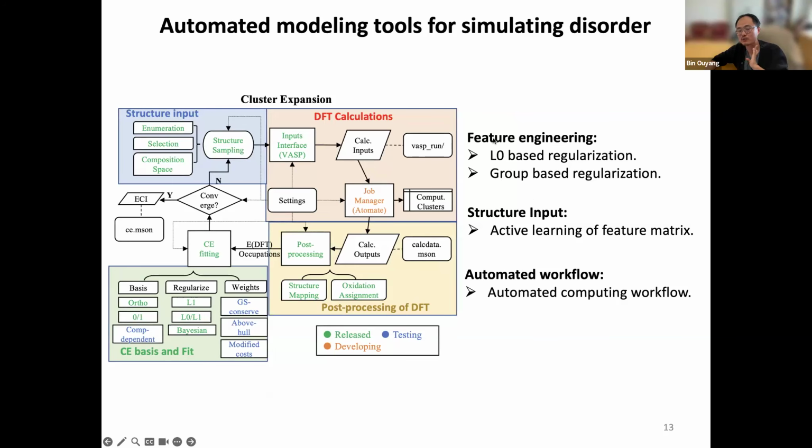What we need to care about is how many features are really useful here. We have to do some compressive sensing to reduce the number of features, because you can easily end up with 1 million features, which is not really solvable mathematically. Then we have to pick the right structures and automate the process, because every single system will take at least 1,000 DFT calculations before we have a good enough Hamiltonian from cluster expansion. That's the idea behind it.